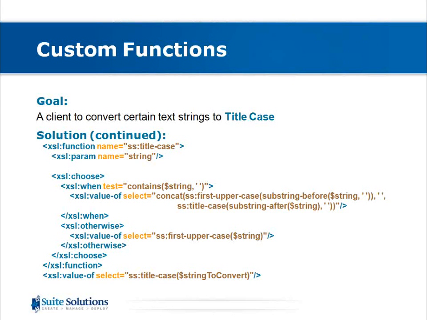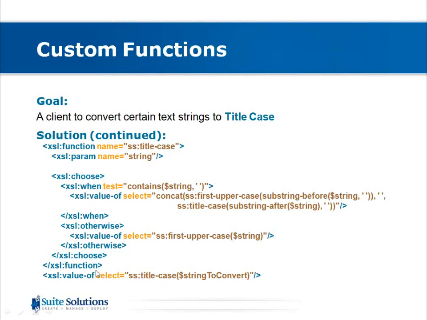So recursively, we'll go through processing each word one by one, capitalizing each word one by one, and then moving on to the rest of the string. This recursive function will eventually, after processing the entire string, give us the title case version of the original string that had been passed in, capitalizing the first letter of each word and lowercasing the rest of it.